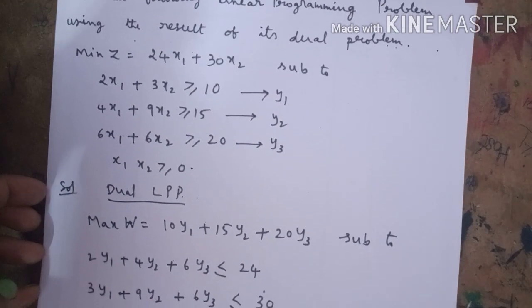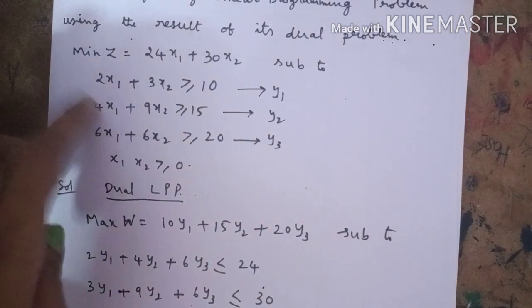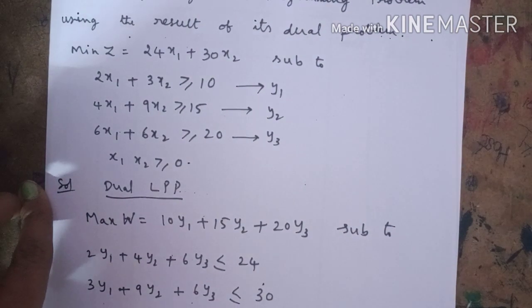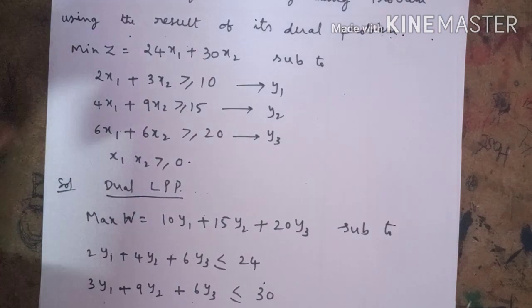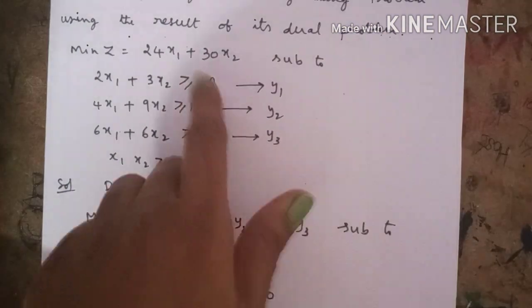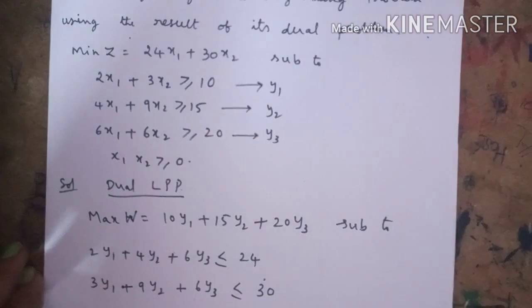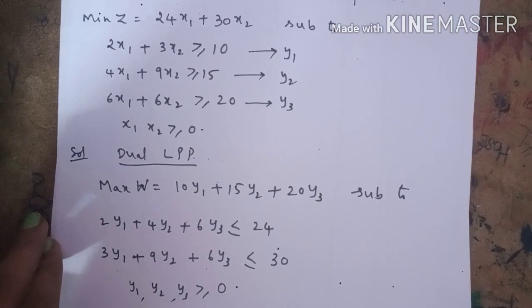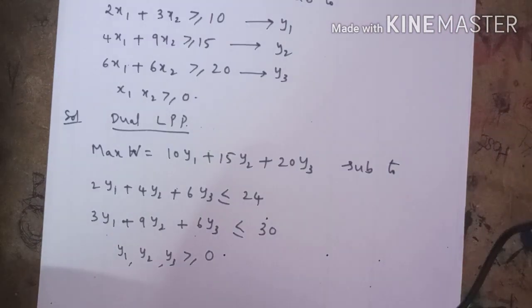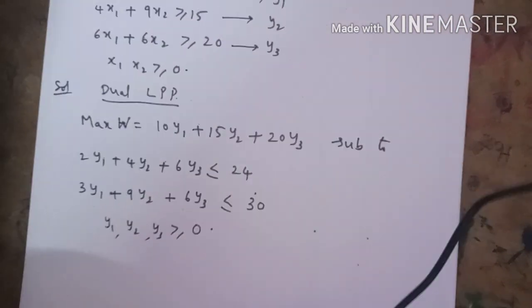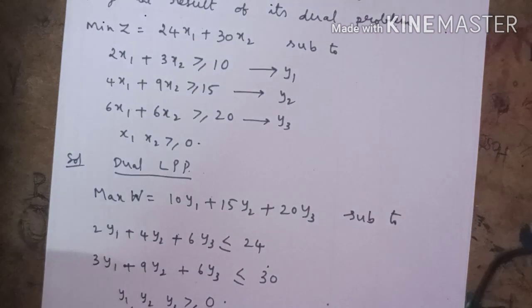The given LPP, the primal LPP, is in the canonical form because it is minimization of z, as well as all the constraints are greater than or equal to symbol. That's why we will convert directly. It is in the canonical form. That's why we will convert directly. I am converting into the dual. While converting into dual, you have to remember a few rules.